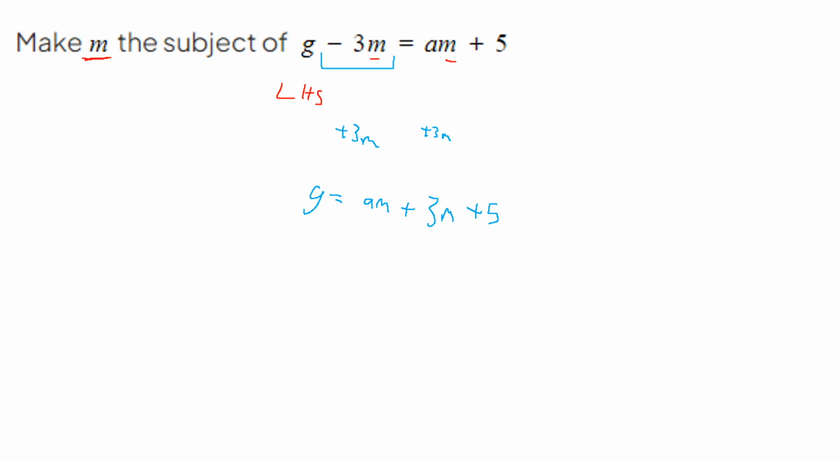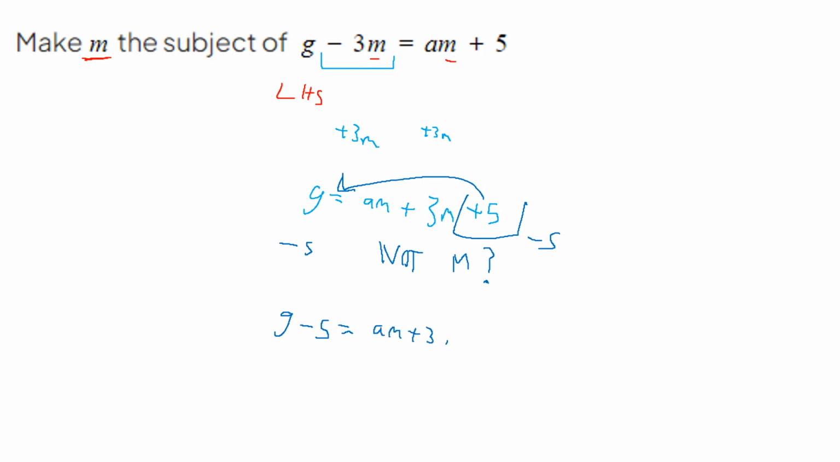And now let's look at this right hand side. Which one of these terms is not m? Exactly, it's this 5. It hasn't got an m. So we have to move it onto the other side. The way we do that is we simply, this is plus 5, we have to minus 5. So g minus 5 is equal to am plus 3m.